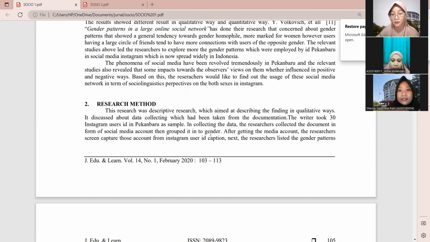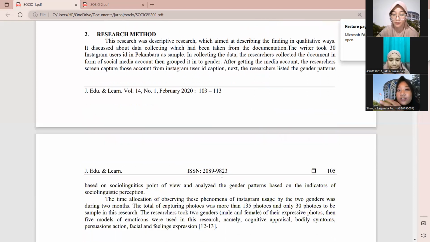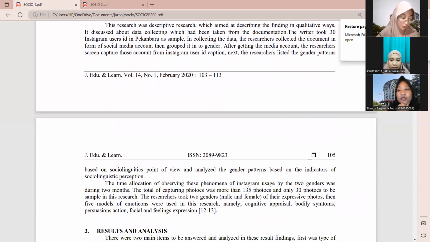In collecting the data, the researchers collected documents in the form of social media accounts, then grouped them into gender. And then after getting the media accounts, the researchers screen captured those accounts from the Instagram user ID captions. And next, the researchers listed the gender patterns based on the sociolinguistic point of view, and then analyzed the gender patterns based on the indicators of the sociolinguistic perspective.